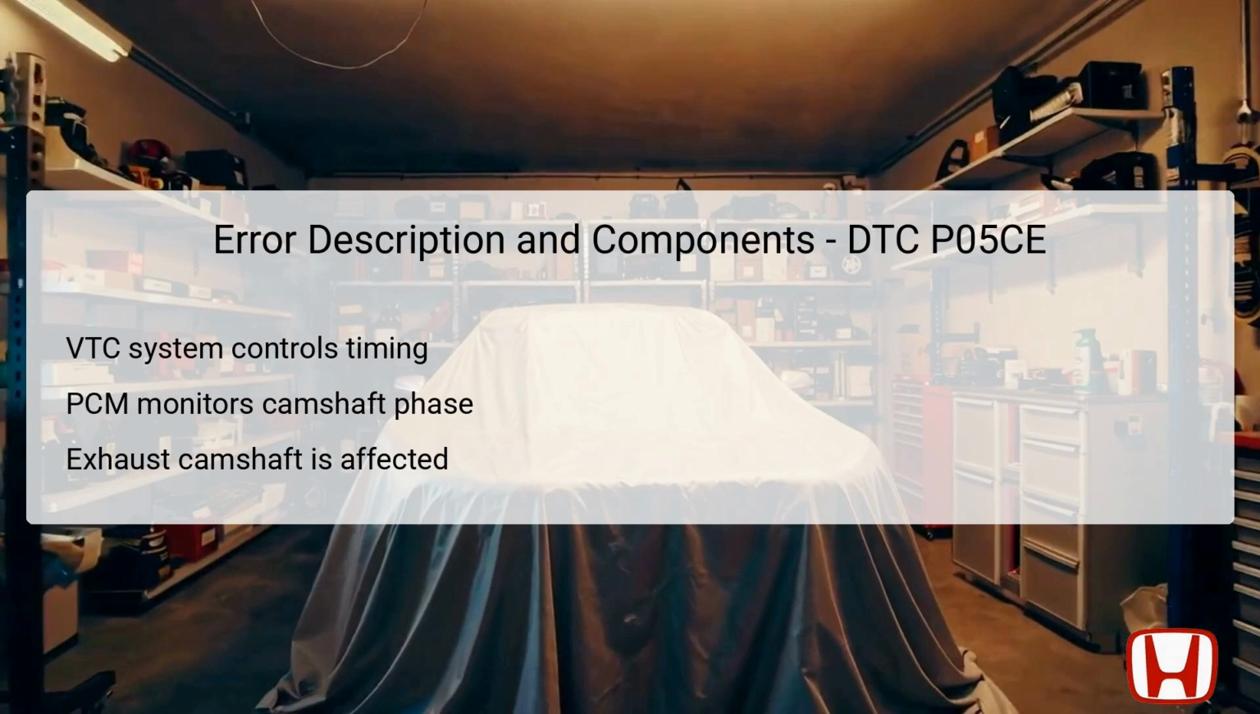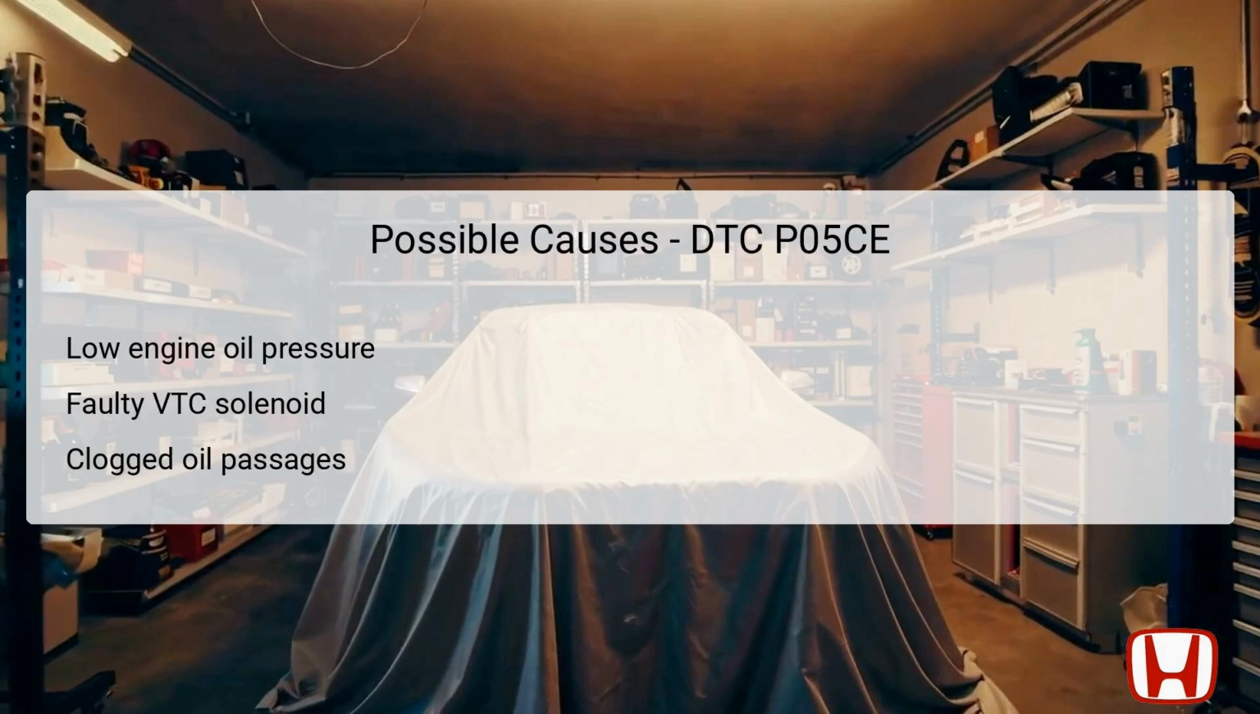The solenoid valves, particularly the VTC oil control solenoid valve B, serve to regulate oil flow, directly impacting the camshaft's timing mechanism. The exhaust camshaft is located in the engine, engaging with the rocker shafts, ensuring optimal valve operation. Several factors may lead to the occurrence of DTC P05CE, each related to the functioning of the VTC system.